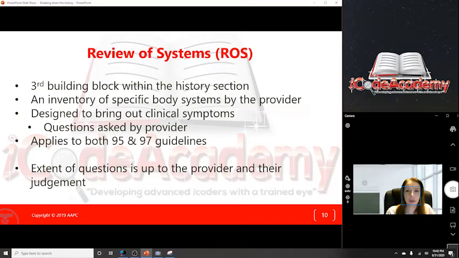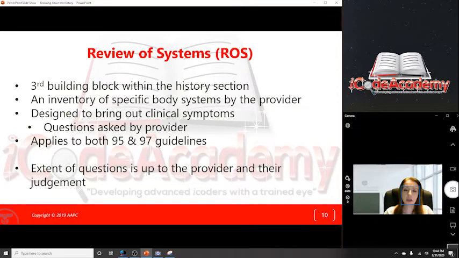Let's talk about the review of systems. This is going to be the next section within the history. So again, remember we had our chief complaint, then we followed up with the HPI. Now we're moving on to the review of systems. Review of systems is going to be an inventory of specific body systems or areas by the provider. This is designed to bring out additional clinical symptoms which may not be relevant with the initial chief complaint.